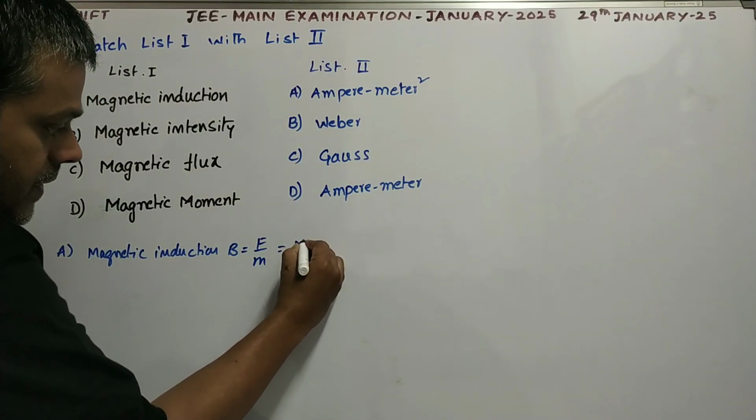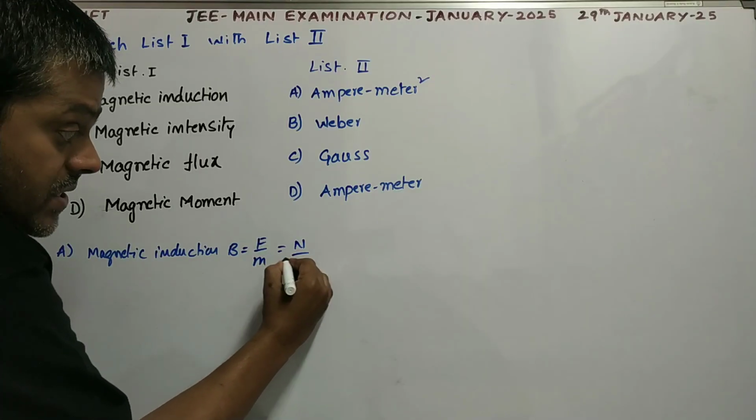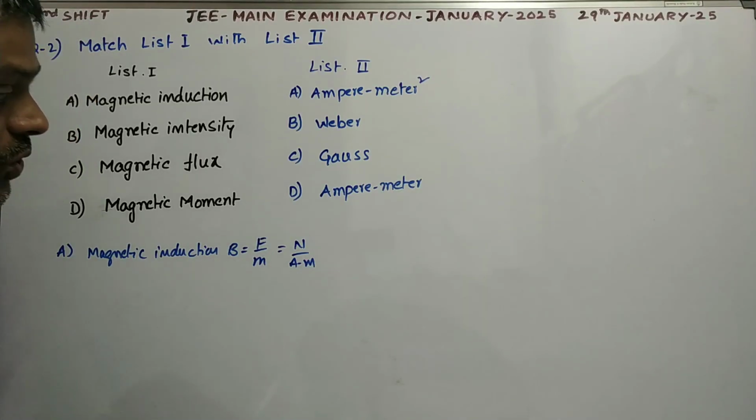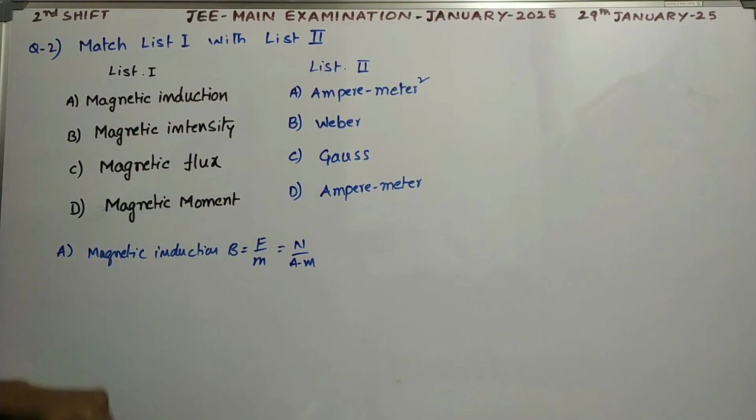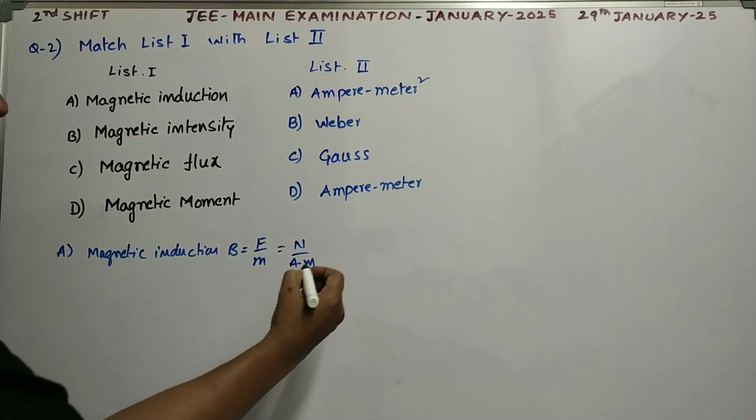F is measured in Newton. Pole strength is nothing but ampere meter. So the unit is Newton per ampere meter. But there is no unit name given, so magnetic induction has one more unit, that is called Gauss.